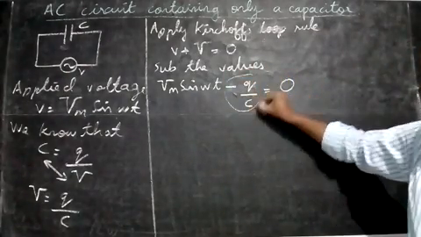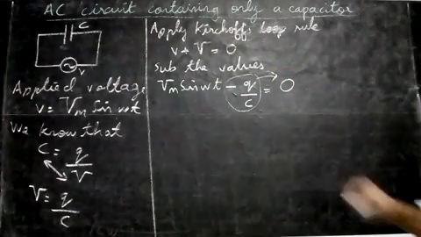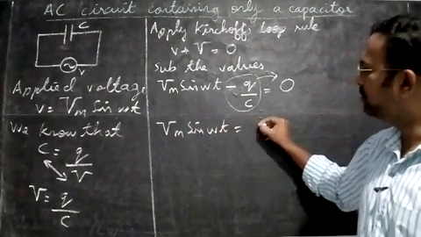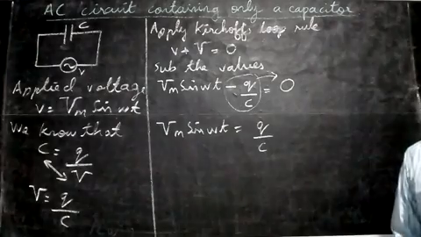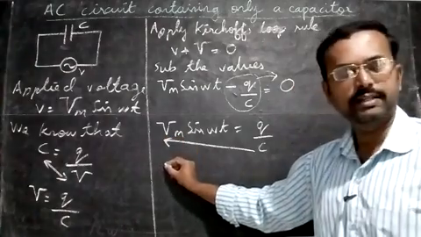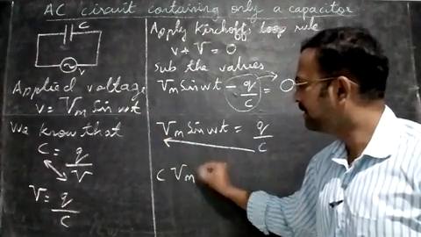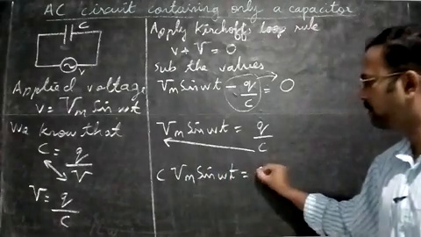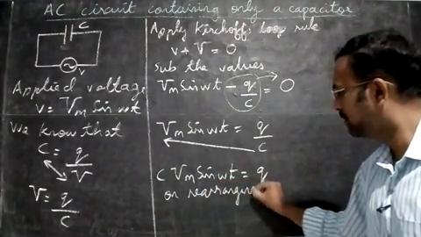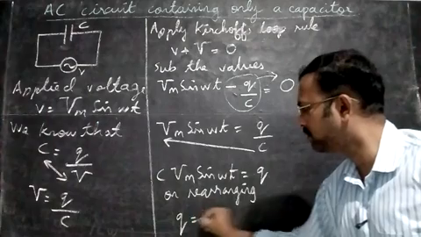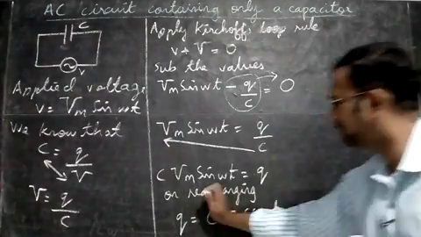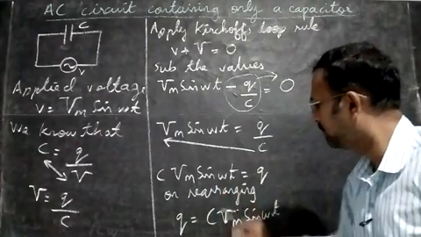So take this minus Q by C to the right side, it will become plus. What we get is Vm sine omega t is equal to Q by C. Now we must find Q, so cross multiply the C upwards. So we get C into Vm sine omega t is equal to Q. On rearranging, Q goes to this side, so Q is equal to C into Vm sine omega t.